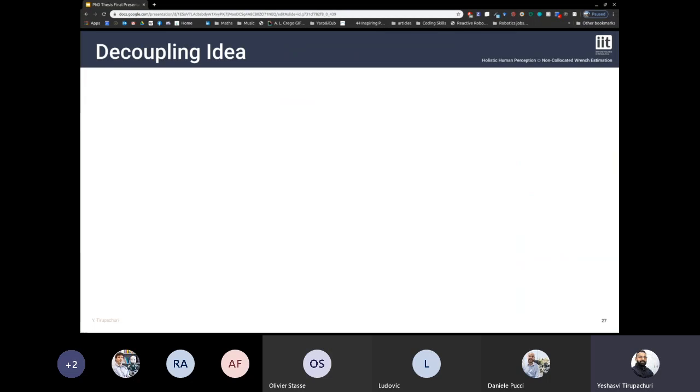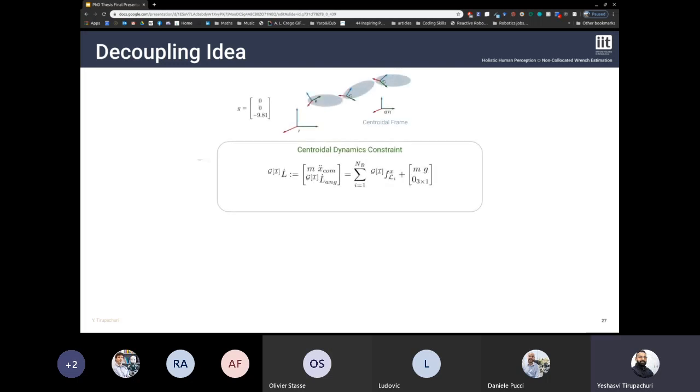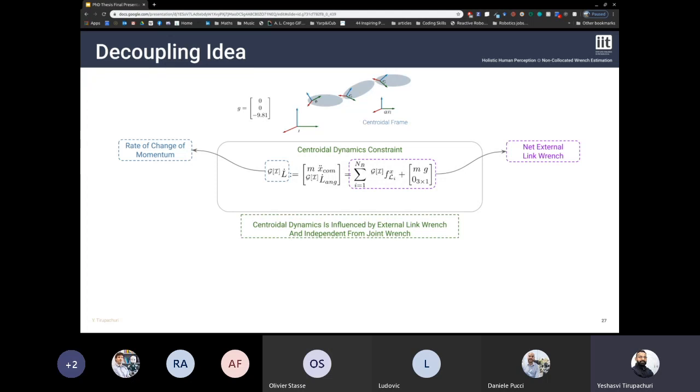Now let's look at the idea of decoupling the link external wrench estimation from internal joint wrench estimation. Centroidal dynamics relate the rate of change of momentum to the net external wrench acting on the system. Here, the inertial frame of reference is indicated, where the gravity term is pointed in the opposite direction of the inertial frame z-axis. A convenient aspect of the centroidal dynamics is that it is influenced only by the external link wrench, and it is independent from the internal joint wrenches. So we can now relate the rate of change of momentum and the sum of all the external wrench acting on the 4 links which we are interested in. That is the feet links and the hand links.